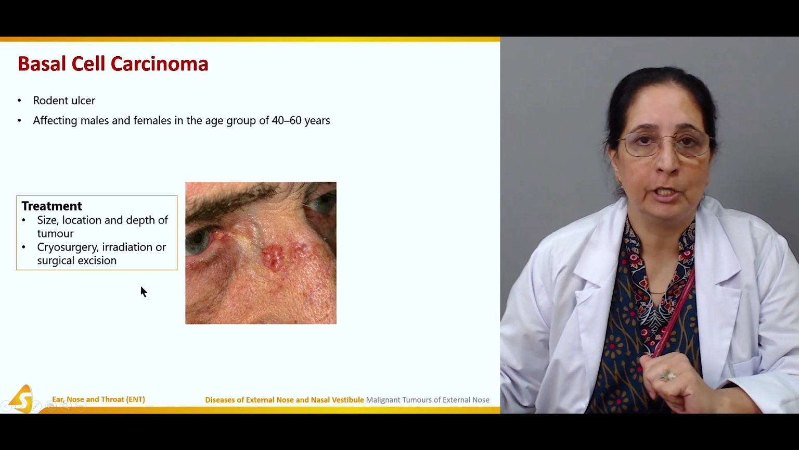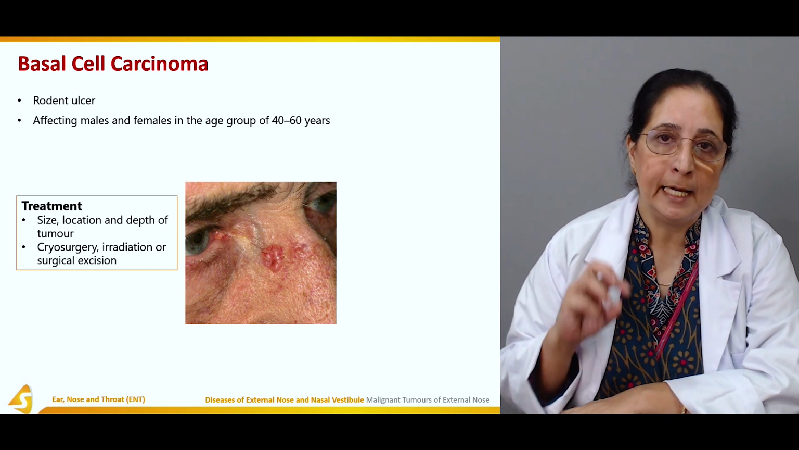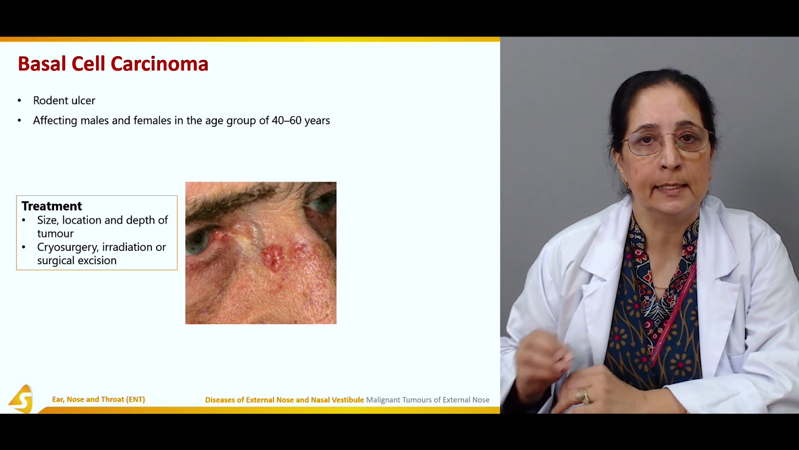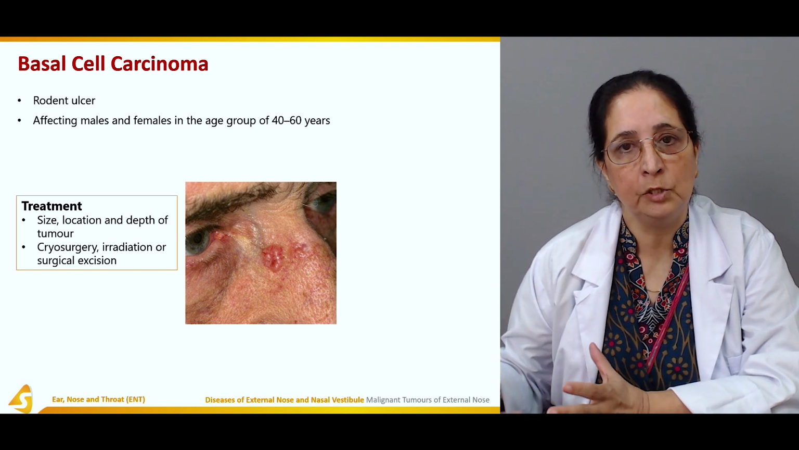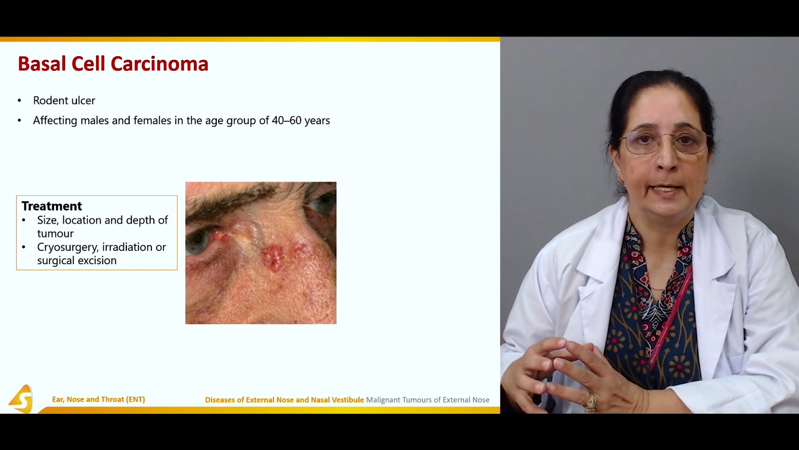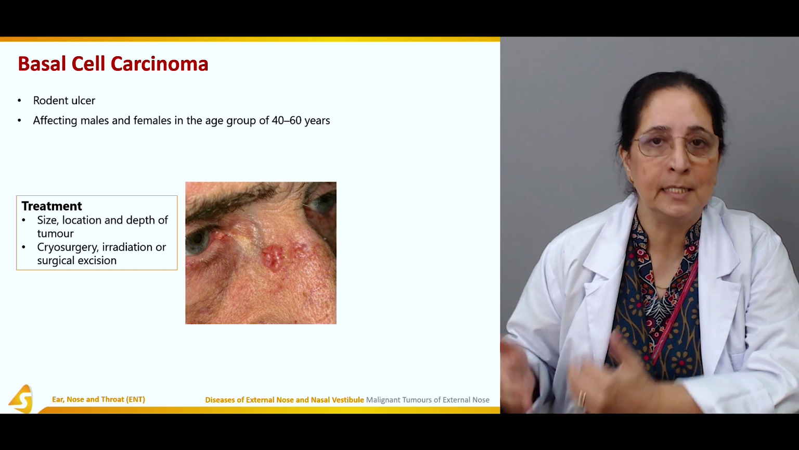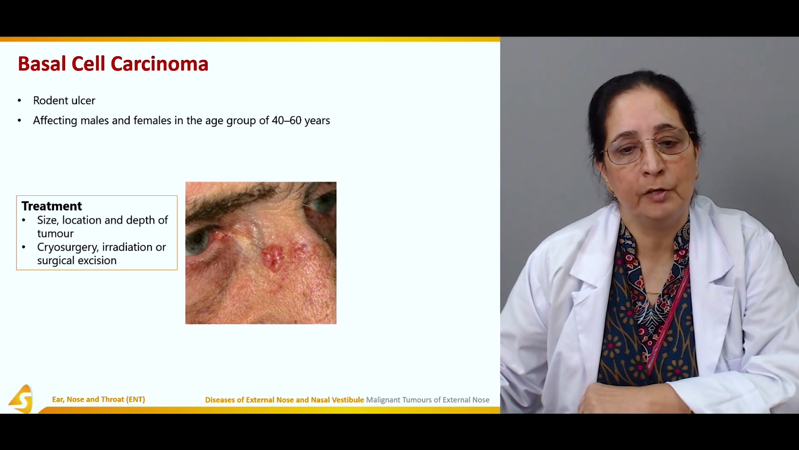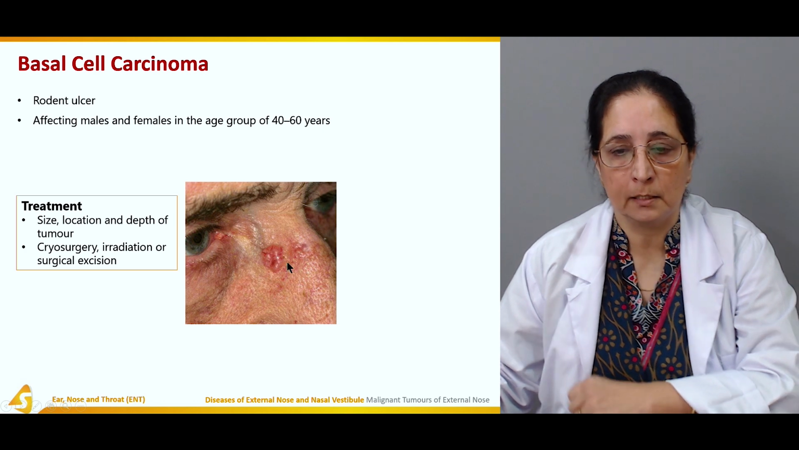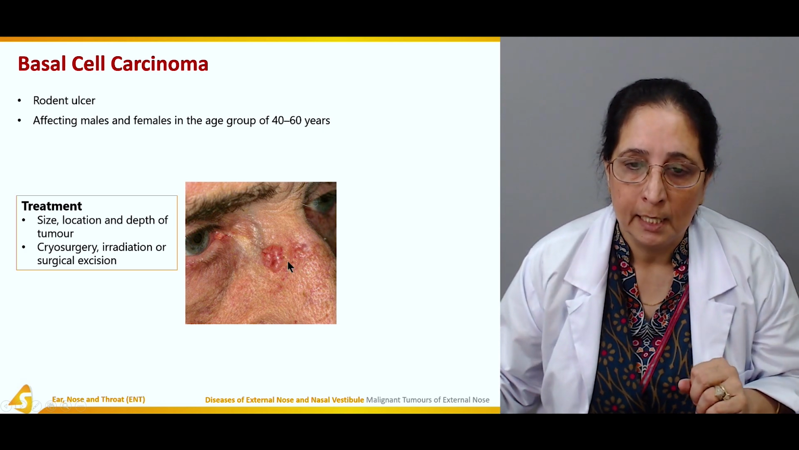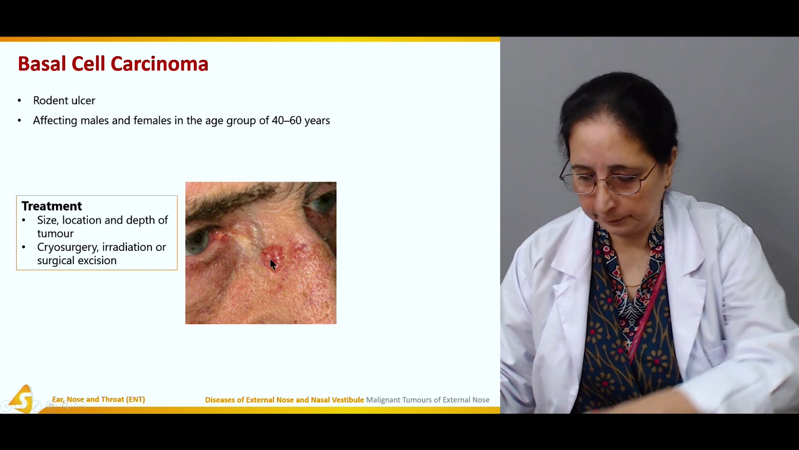Then radiation therapy or surgical excision of the tumor is done, again depending on the depth and the size of the tumor. If it's not too deep and it can be excised completely, then surgery can be performed, and even to minimize the size, sometimes surgery and irradiation can be performed. So here, this is the basal cell carcinoma. The edges, if you see, are turned inside.